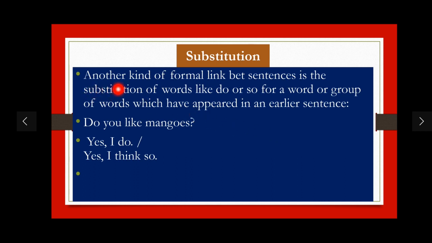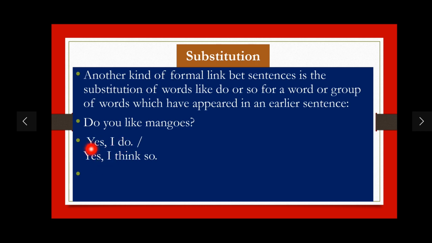Now, another kind of formal link between sentences is the substitution of words like do or so for a word or a group of words which have appeared in an earlier sentence. Do you like mangoes? Yes, I do. So you are using do for like mangoes. You could say, yes, I like mangoes, but in place of like mangoes, you are using do.